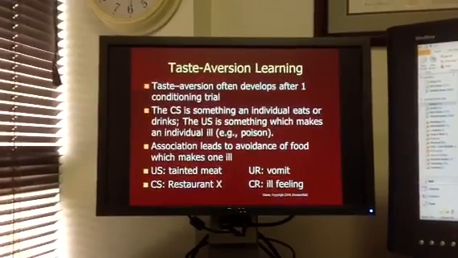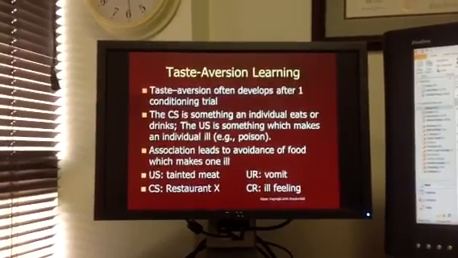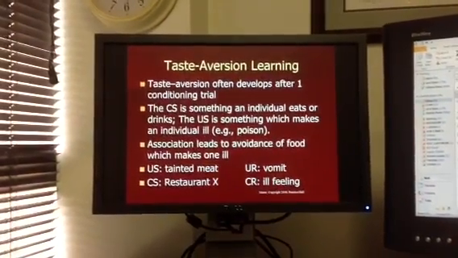So in this example here, this is how you can now tell your friends and family how taste aversion learning has taken place.